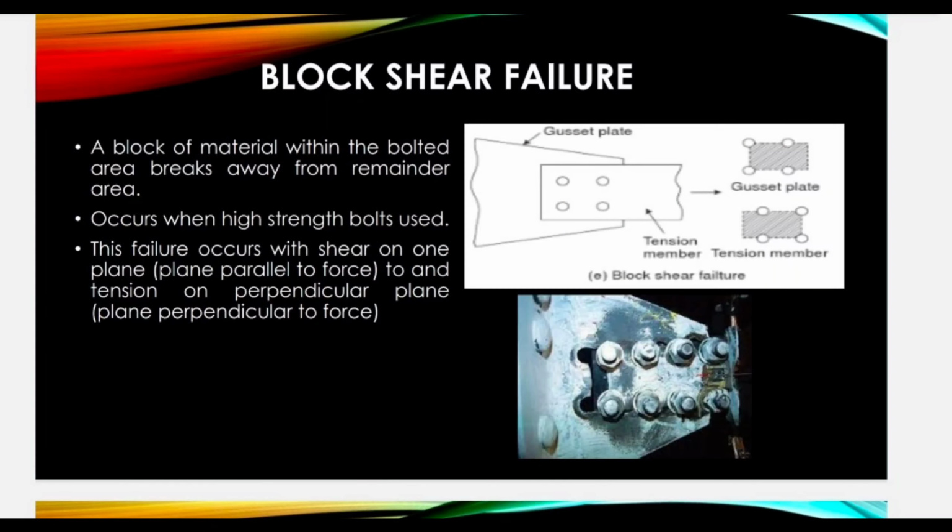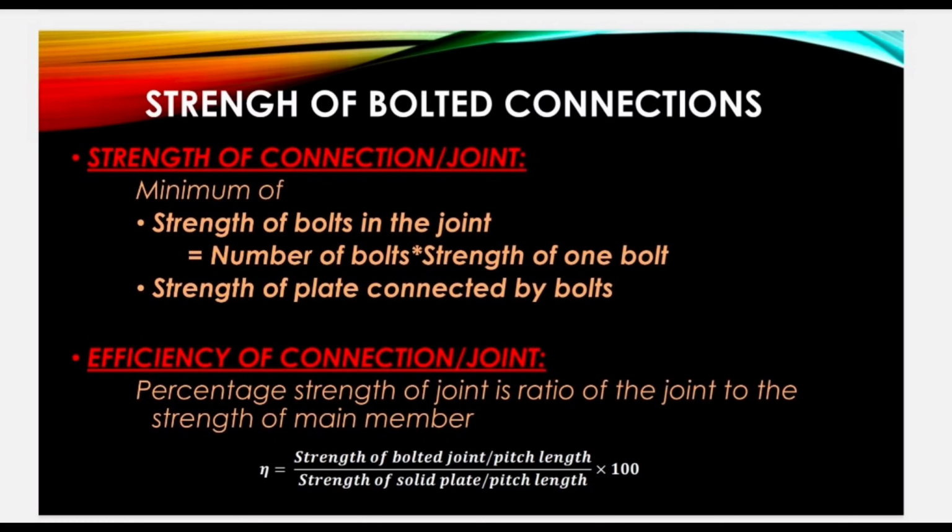Next, block shear failure. In block shear, a block of material within the bolted area breaks away from the remainder of the area. It occurs when high strength bolts are used. The failure occurs with shear on one plane, parallel to the force, and tension on the perpendicular plane, as shown in the image. Now, strength of bolted connections. There are two types: strength of connections, and efficiency of the connection and joints.